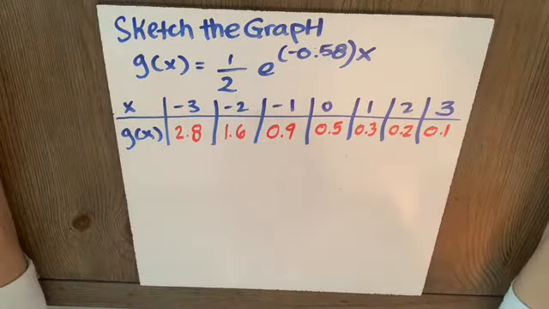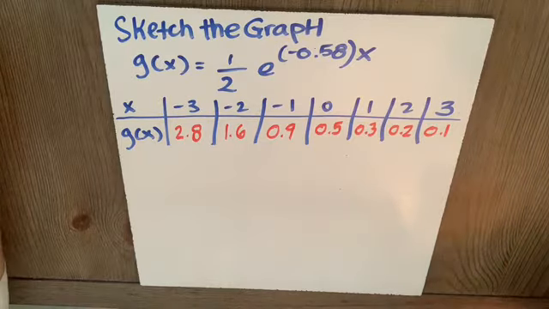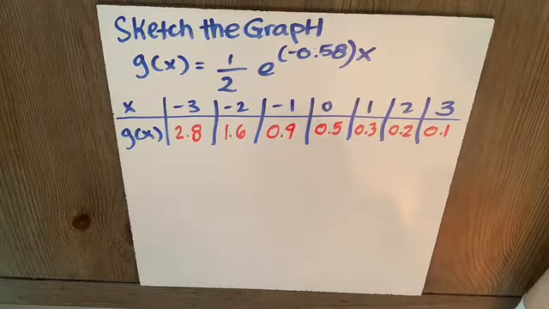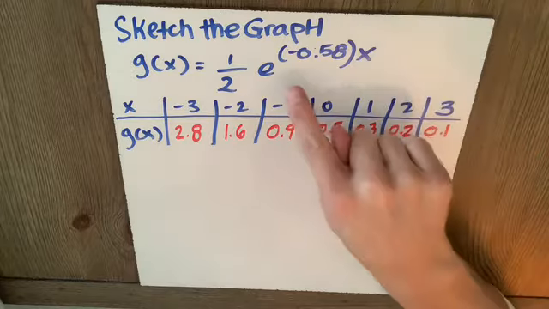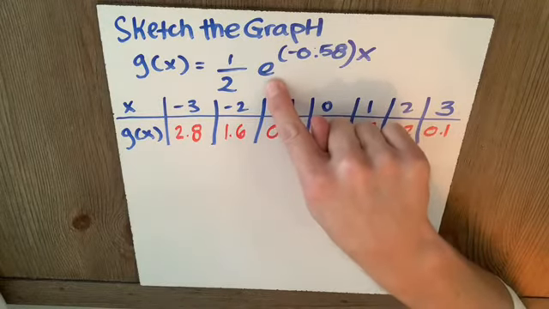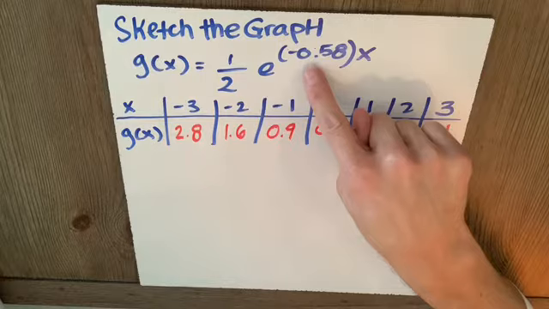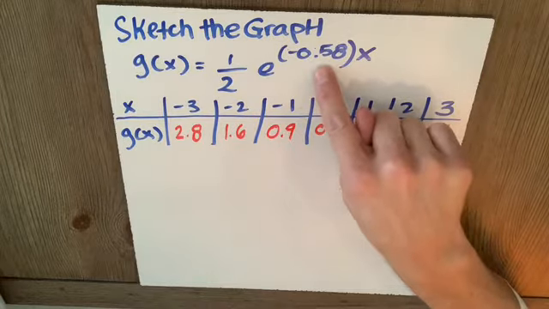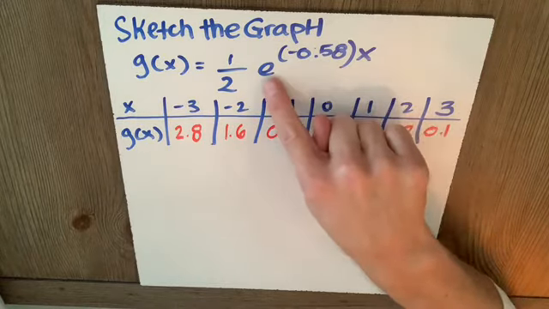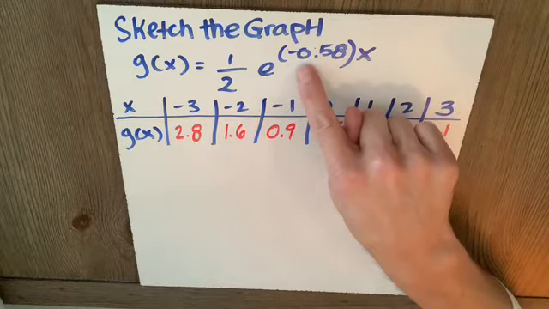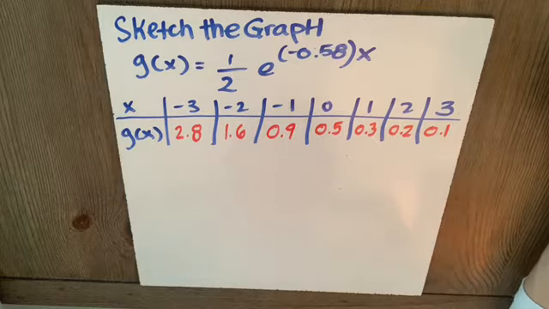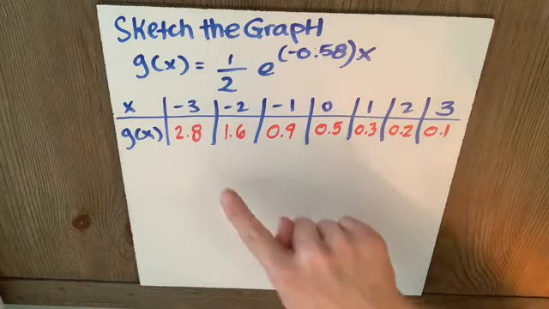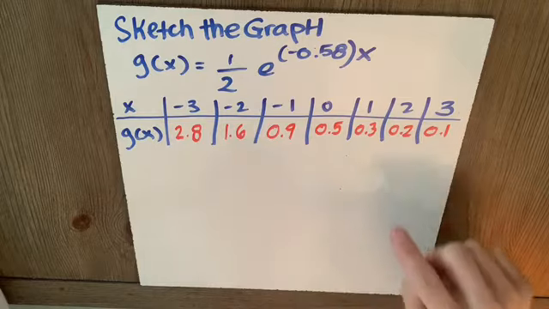In another example of graphing these natural exponential functions, let's consider g of x equals 1/2 e to the -0.58x. I know that this is a base greater than 1 with a negative exponent. That's a perfect recipe for exponential decay. So it's going to be going down, down, down.